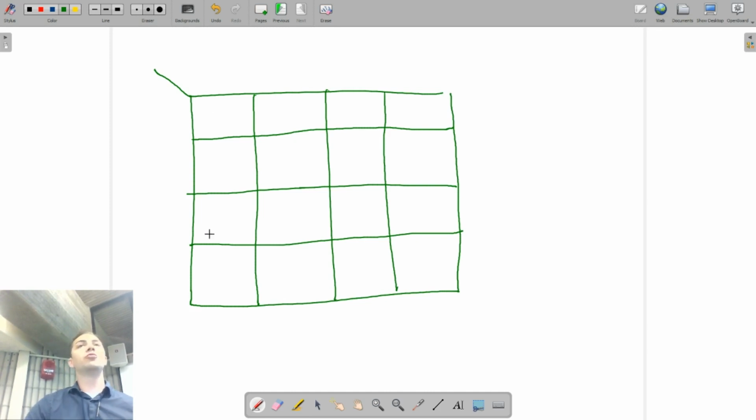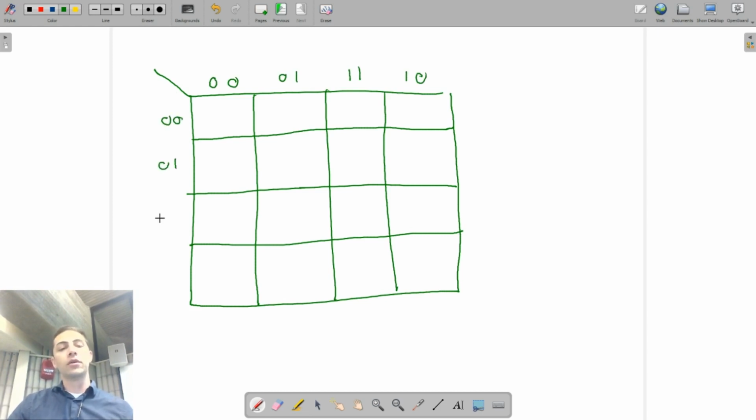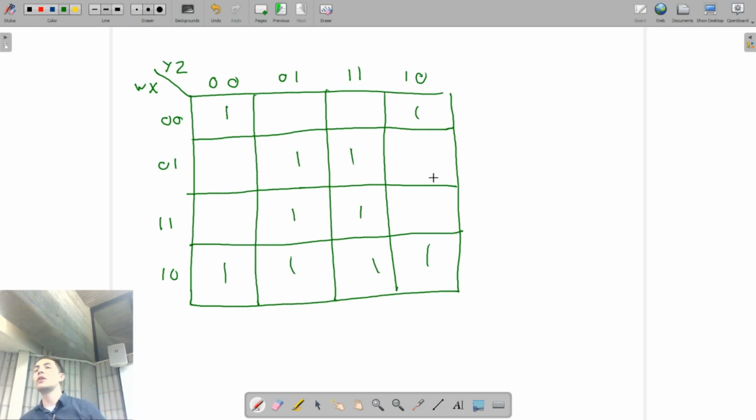So if you have 4 cells, that means you need 2 bits to address each of those cells, and you do it in gray code: 00, 01, 11, and 10. And also on the vertical here, we have 00, 01, 11, 10. So that means we have a total of 4 bits. That's 4 variables. I'll call them W, X, Y, and Z for now. And let's throw some numbers in here.